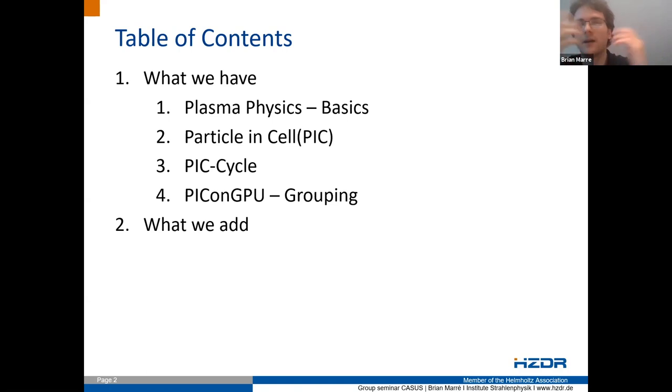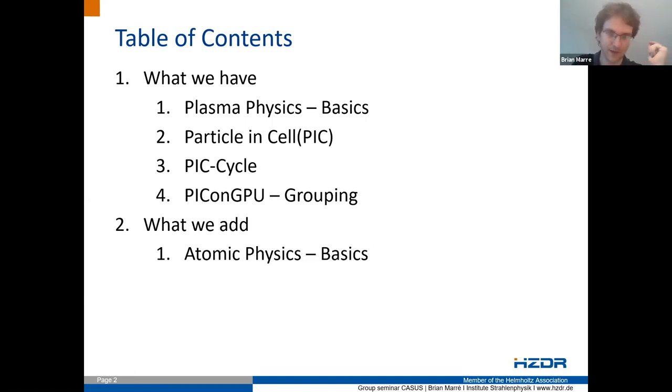For the first part, I will give you a short description of the basics of plasma physics, the shortest possible version, and an introduction to the particle-in-cell principle or ideas. Then I will talk a little bit about how the actual algorithm is implemented, although I won't go into much detail about that. And the fourth point is simply a very specific fact of the implementation of the particle-in-cell code that I'm working with, so that will be more important later.